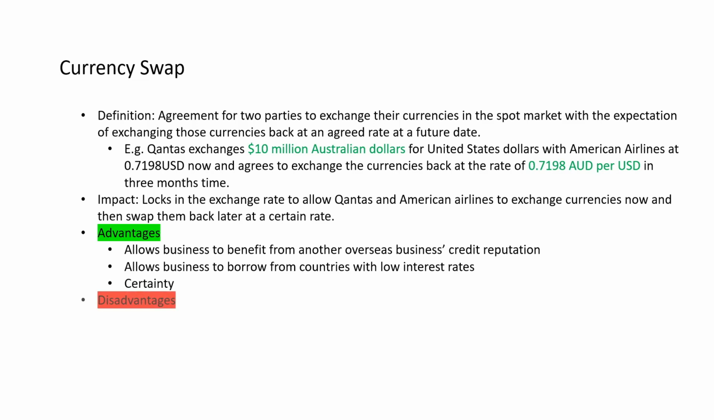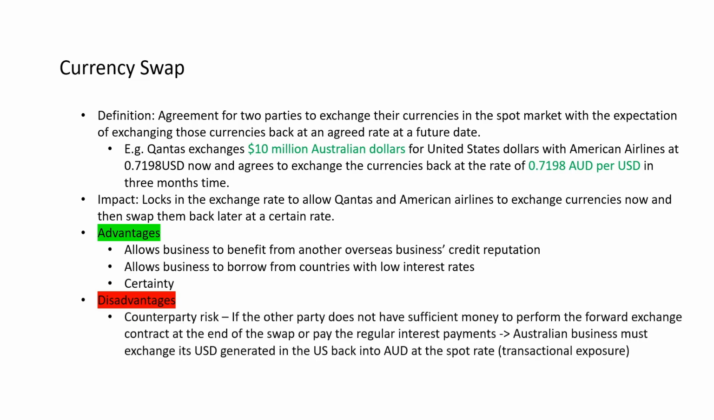The disadvantages of currency swaps are several, and one of the most important ones is what we call counterparty risk. This isn't really covered in your textbook, but I think it's an interesting one to go over. If you recall earlier, the United States business has to provide the AUD that it would swap back with the Australian business at the end of the currency swap.